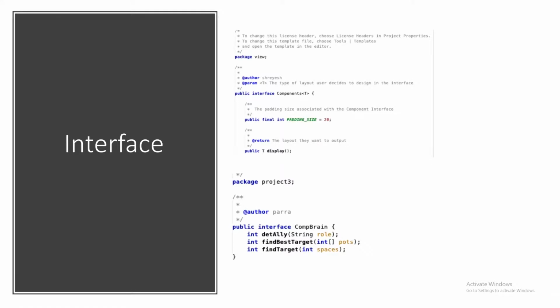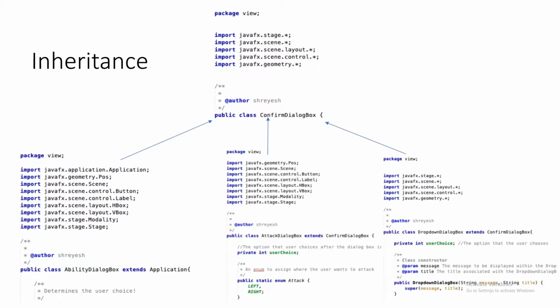For the interfaces, we have 2 in our program. The first is the component interface, which is used for the GUI, and the second is the comp brain interface. And we use these to provide templates to their respective classes that implement them. For example, in the comp brain interface, the comp will always have to use the methods to determine its ally, find its target that's X number of spaces away, and find the best target given its options.